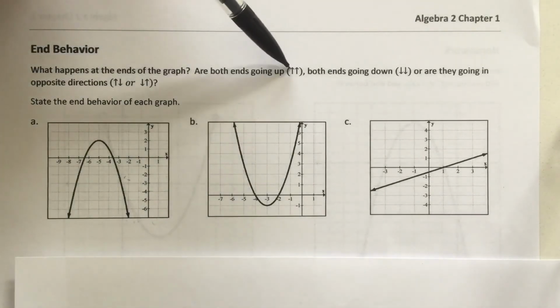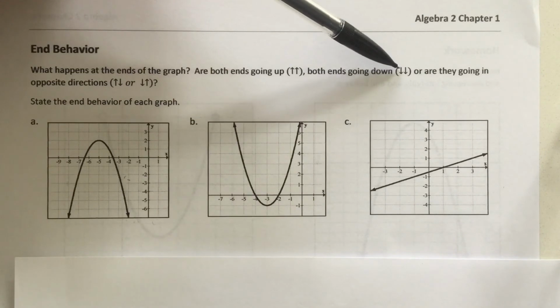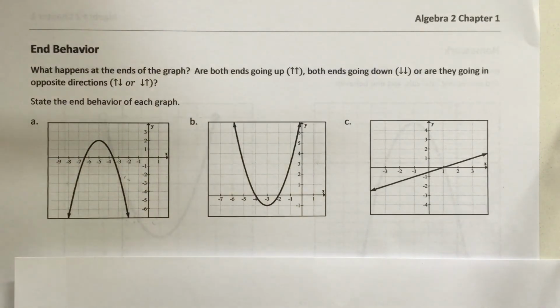If they are, you would use these double up arrows. If both ends are going down, you'd have the double down arrows. If they're going in opposite directions, you'd have either up, down, if it's up on the left and down on the right, or you can also have down, up, down on the left, up on the right.